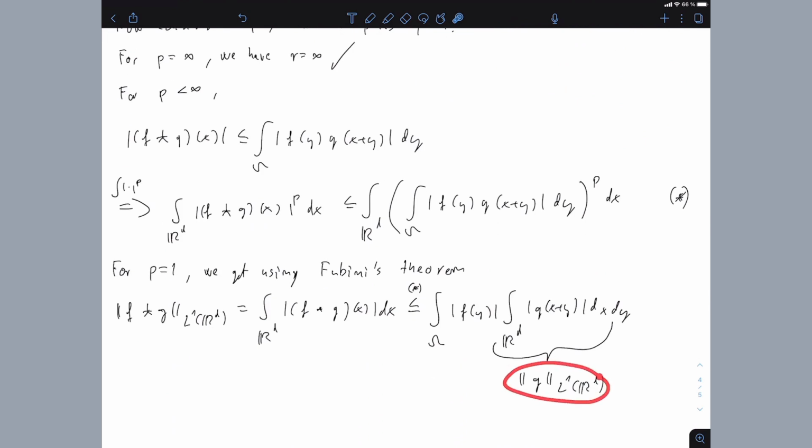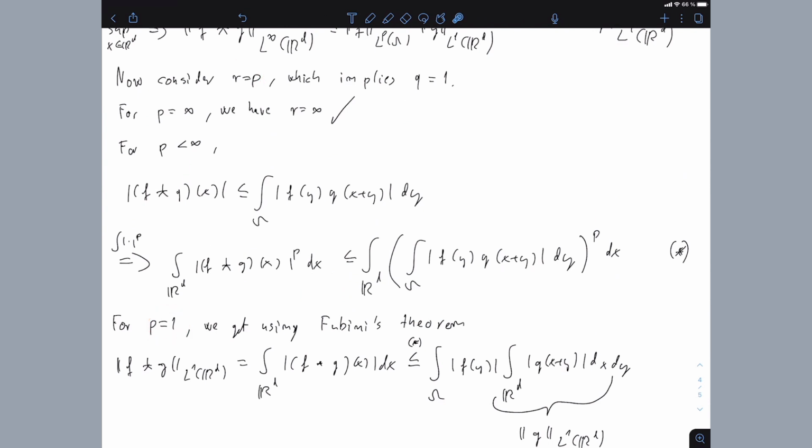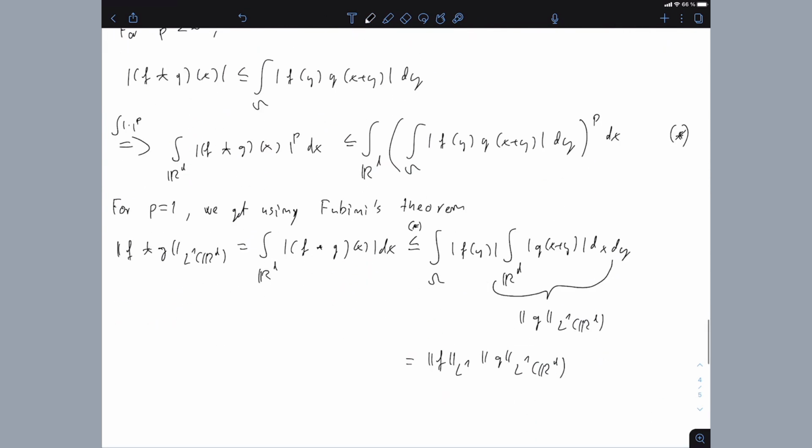But now the norm of G does not depend on the y. That's why we can take it out of this y integral. And what remains inside the integral is just the absolute value of f to be integrated, which is again the L1 norm. So the entire thing thus is the L1 norm of f times the L1 norm of G. That means we have proven the inequality for the special case p equals 1 and r equals p. So now we move on to the remaining part, which is p between 1 and infinity.